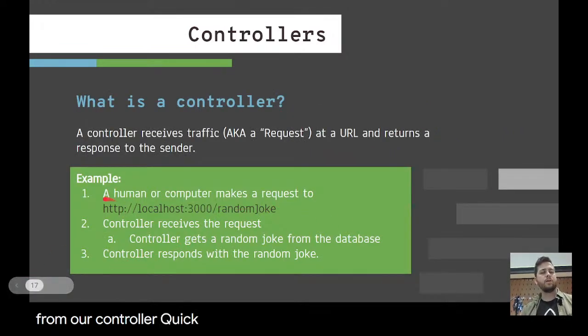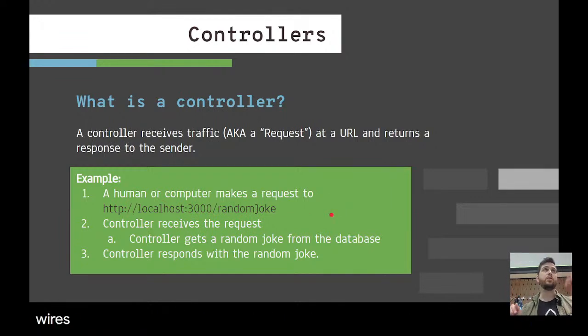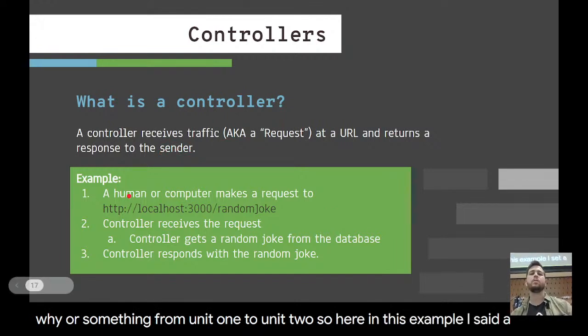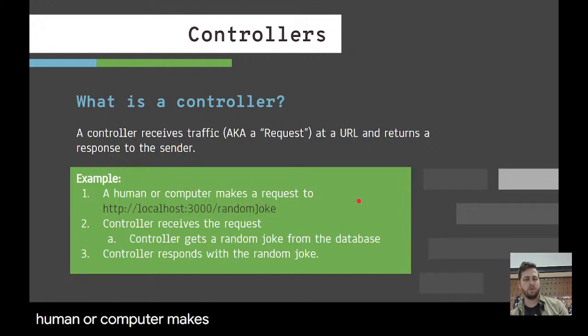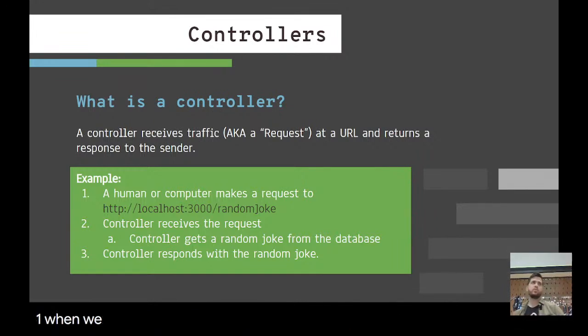Quick comment here. I want to connect something from Unit 1 to Unit 2. So here in this example, I said a human or a computer makes a request to this endpoint. You want to think really hard about Unit 1. When we use JavaScript to make requests to endpoints, does anyone remember what that method or function was called that we use to make a request to an endpoint?